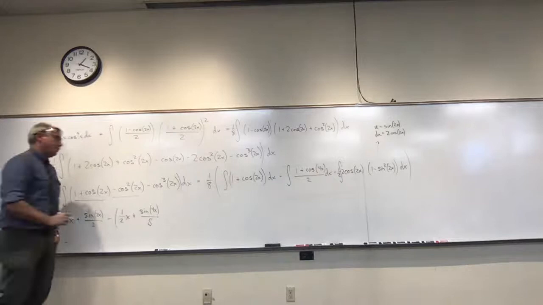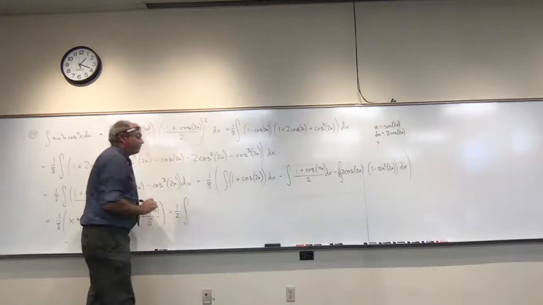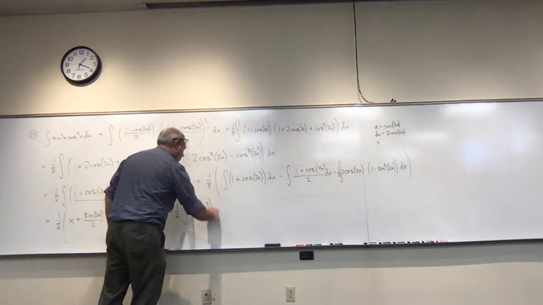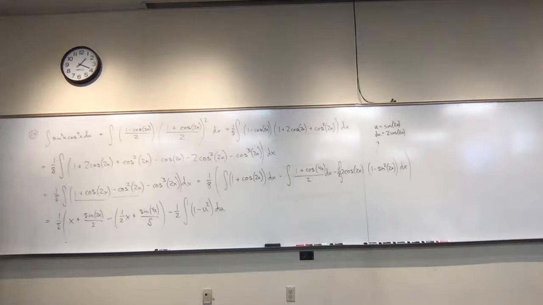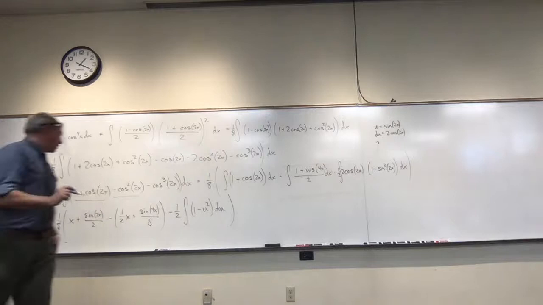And then we need to make a U substitution. So we get minus 1/2, and inside the integral, we have the integral of 1 minus u squared du. All right. Close parenthesis. We're very close.